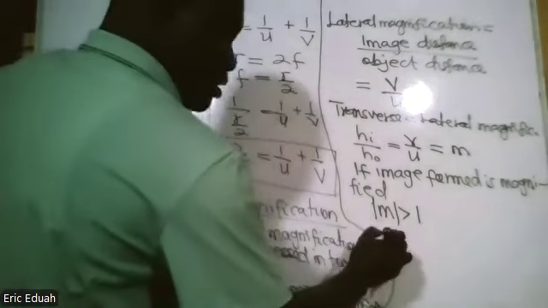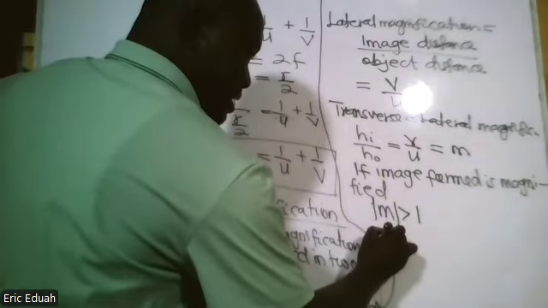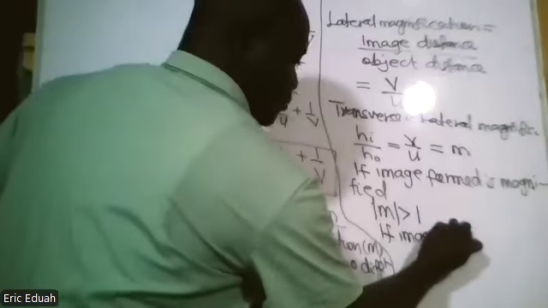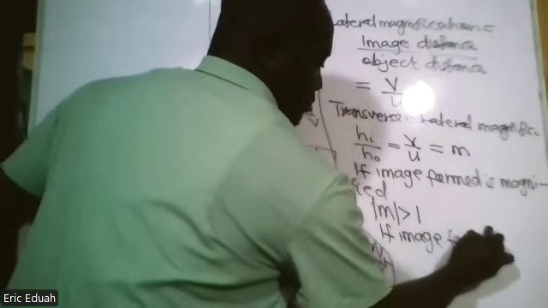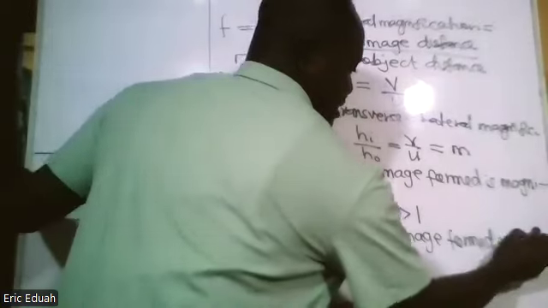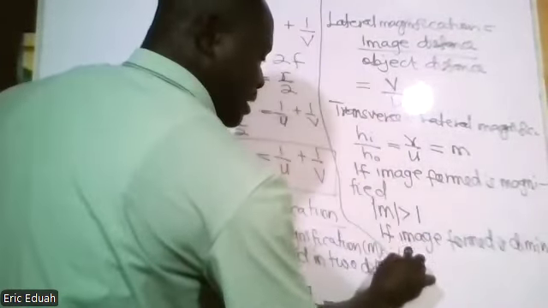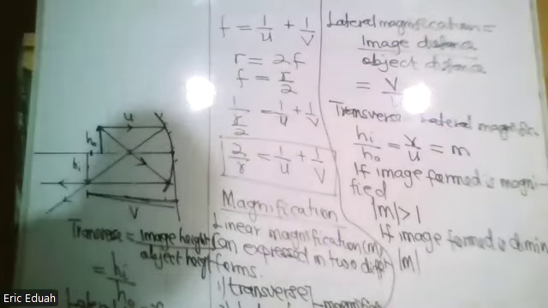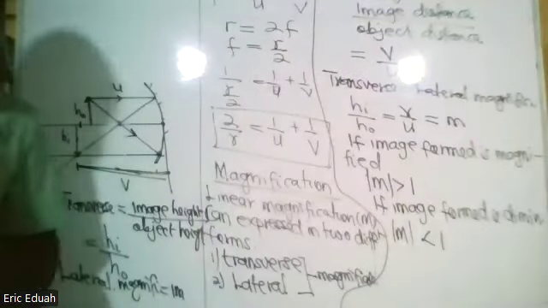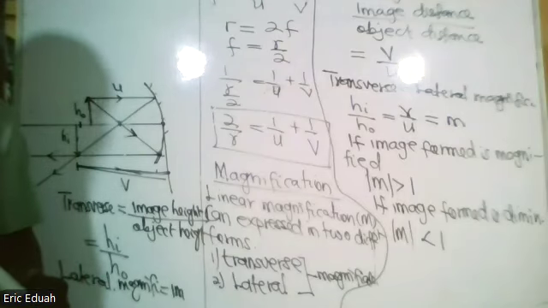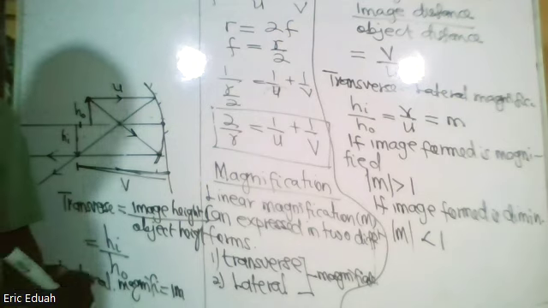If the image is diminished, then the magnitude of linear magnification must be less than 1. So if the magnitude of M is less than 1, then it implies that the image formed is diminished.